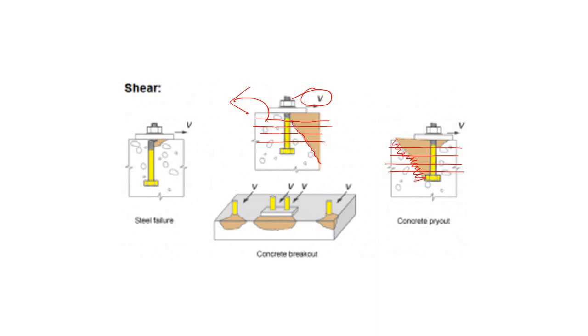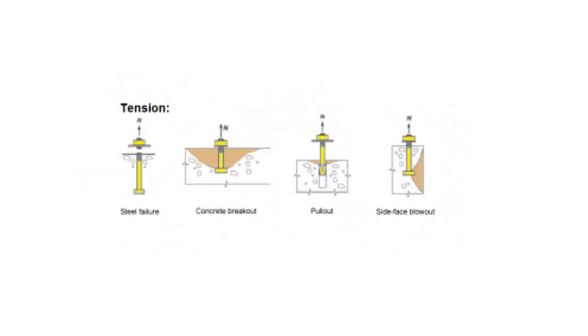So we have countered the shear force by increasing the strength and the diameter of the anchor bolt sufficiently, and also we have resisted the concrete breakout and concrete pry out by providing this extra shear reinforcement in this anchor bolt zone. Now come to the tension.